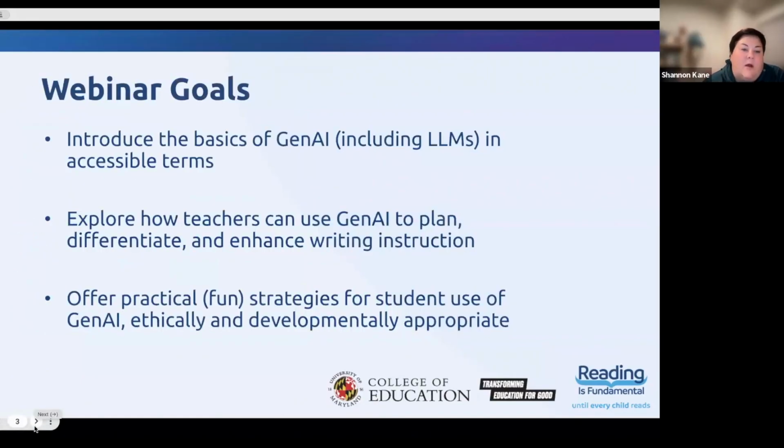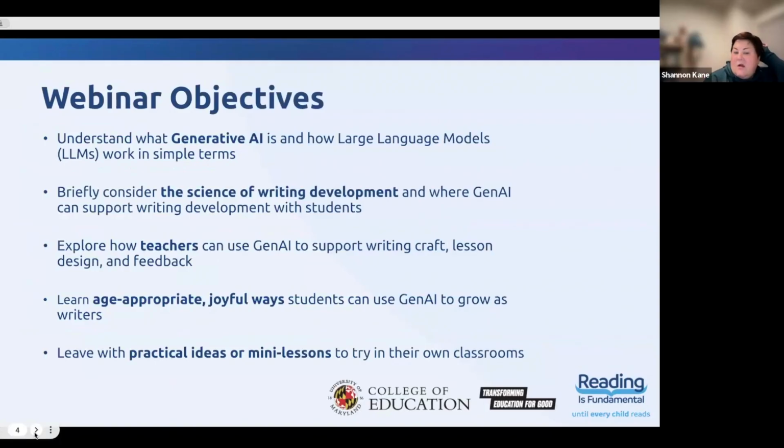So here are just, again, quick goals that align with what we're going to do in terms of introducing some really real basics around AI, exploring how we can use it as teachers to differentiate and enhance writing instruction, and then really thinking of hopefully some practical, fun strategies through modeling for our students. And then our objectives.